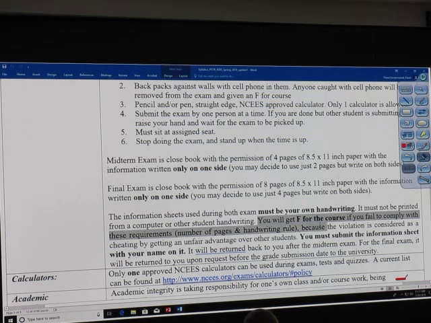Handwriting rule. Because the violation is considered cheating, by getting an unfair advantage over other students. The purpose of having you write it on the information sheet is that I can make the exam easier than what I could. It doesn't need to be that hard. I make sure that you learn it. When you write it, you learn it already, right? And when you learn it, the exam doesn't need to be that hard and you can pass.